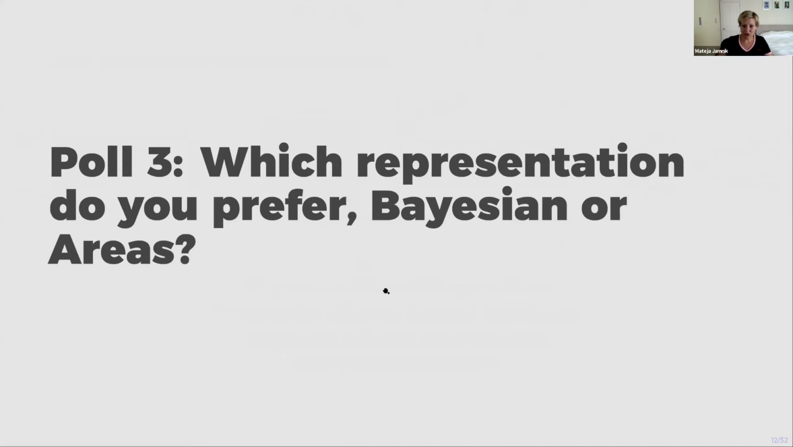Okay, so this is my last poll, and the question here is, which representation do you prefer? And I'm only going to give you, because I went through the details, the two that you've seen: the Bayesian representation or the areas representation. So hopefully these results will be consistent with how well you understood the solution or the representation of the problem.